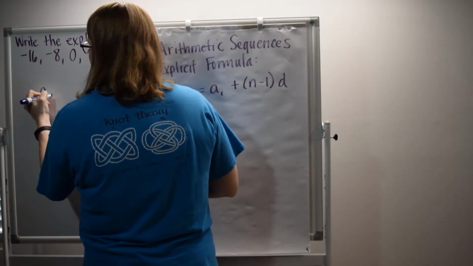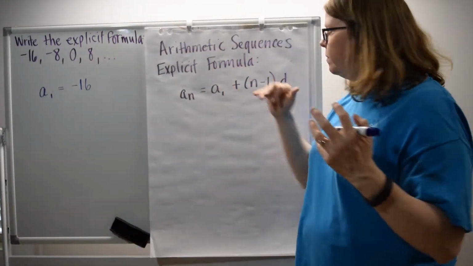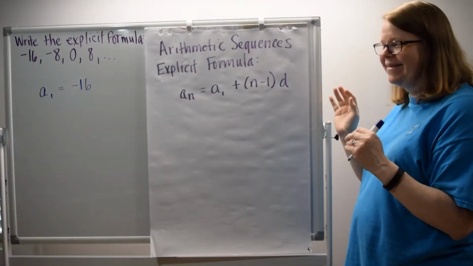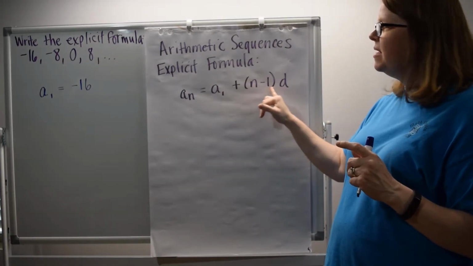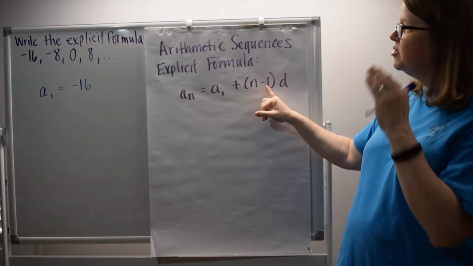So I'm going to write that down. A sub 1 is negative 16, because this is the first one. Plus n minus 1. That's not going to change. That will be in the sequence every time as you're writing it.